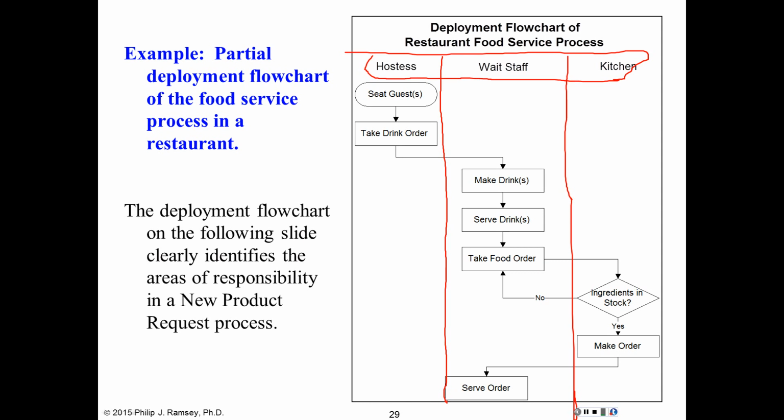So the hostess has a role, the wait staff has a role, so they take the order. The order is then sent to the kitchen. If there's a problem, for instance, you've run into it, oh, I'm sorry, we're out of that, then it bounces back to the wait staff, and they continue until they can make the order. Okay, so that's basically a deployment flowchart.